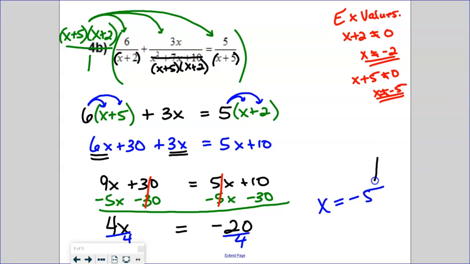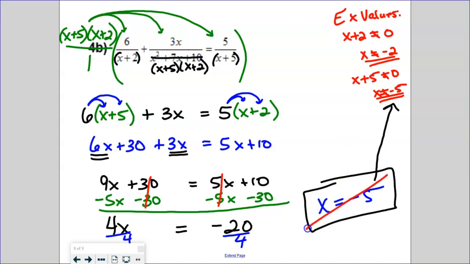But wait. Finally it happened, guys. Negative 5. Wasn't that one of our you can't have it? It's an excluded value. So what we're going to do is we're going to actually cross this off. And we're going to say that it is excluded. I would just kind of write that down. And because the only solution we got is not going to work, that means this problem has no solution.